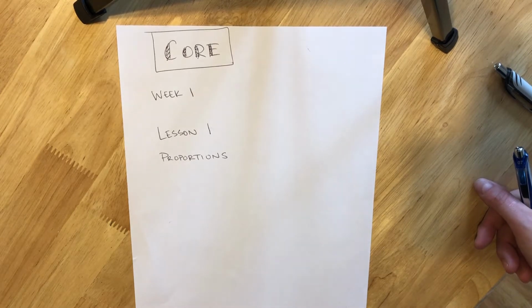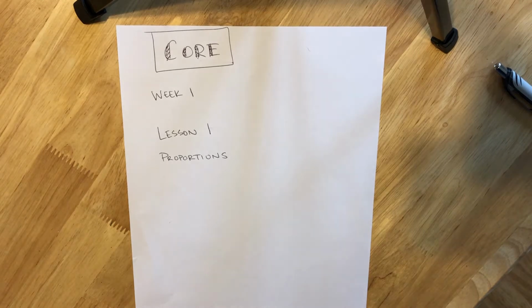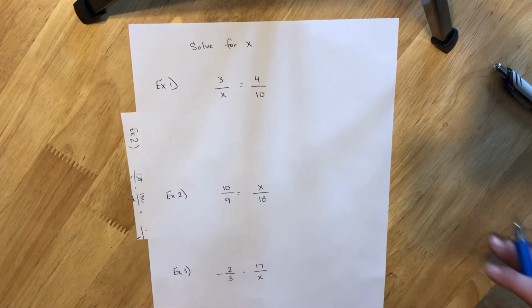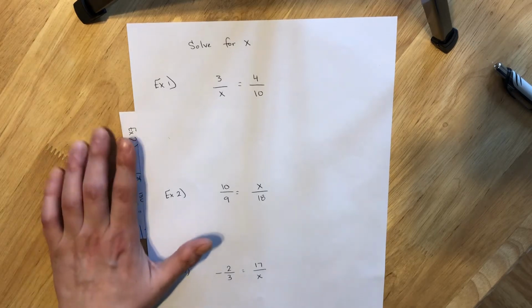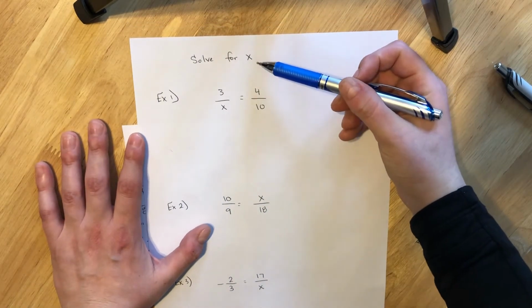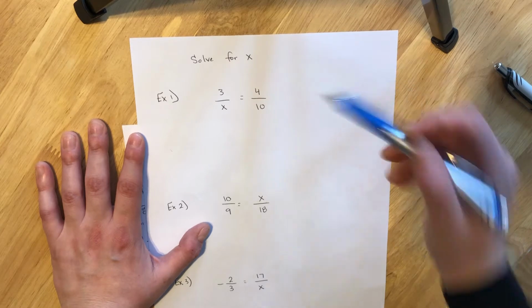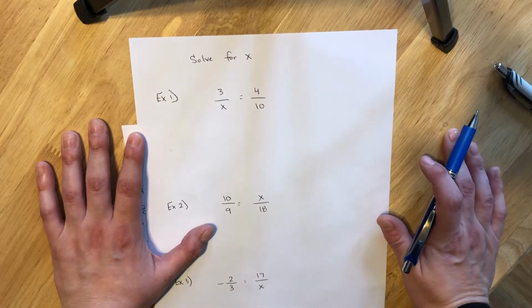This is Week 1 Lesson 1, and it is about proportions. Before we left school, we were talking about some scale factors and keeping things in proportion with one another. One of the examples that we're going to take a look at today is working on solving proportions for x. And you might remember doing this in past math classes.